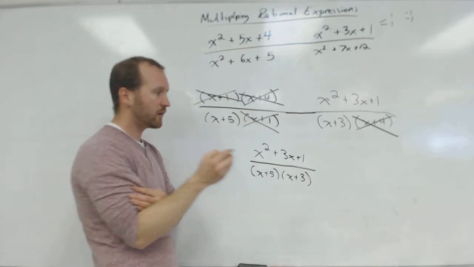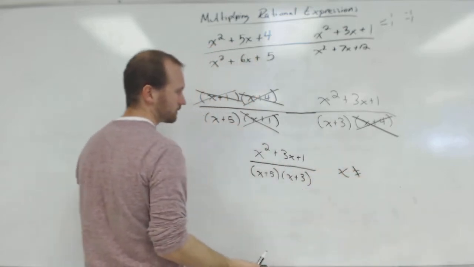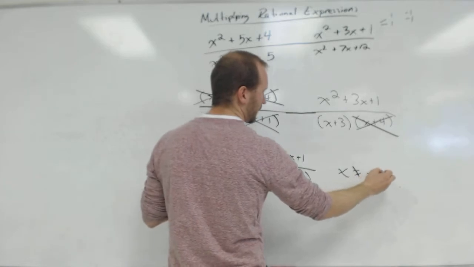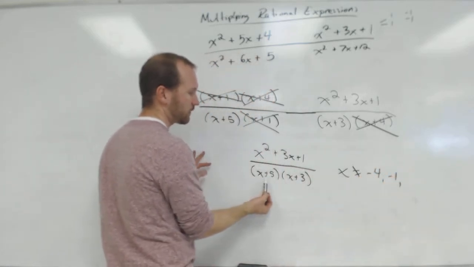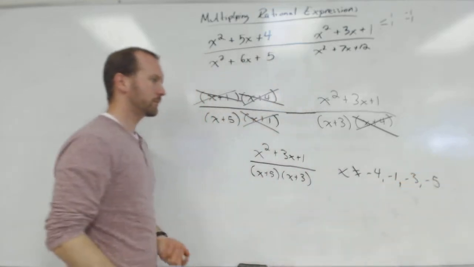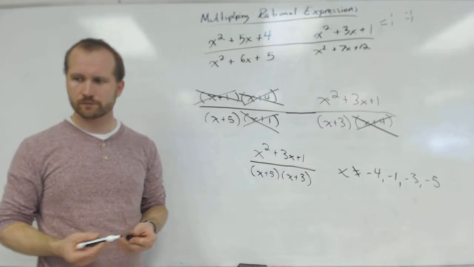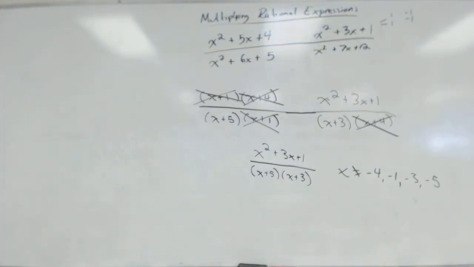Find the excluded values, right? X cannot equal -4, -1, 3, -3, or -5. Oh, that's a lot. Those are the values where, if you plug them in, the denominator would equal 0. You can't have a zero denominator, which means it wouldn't even happen.